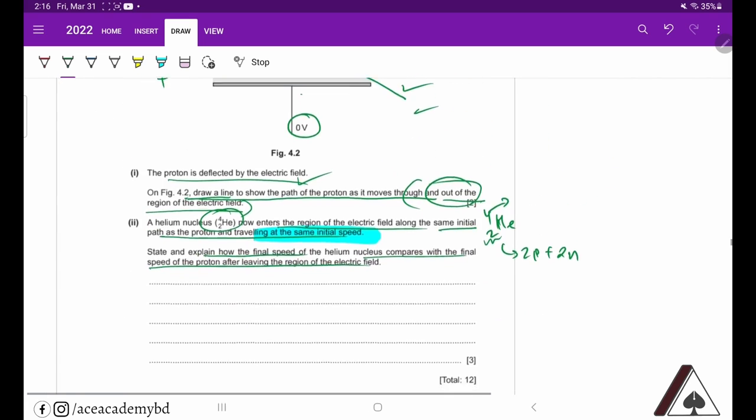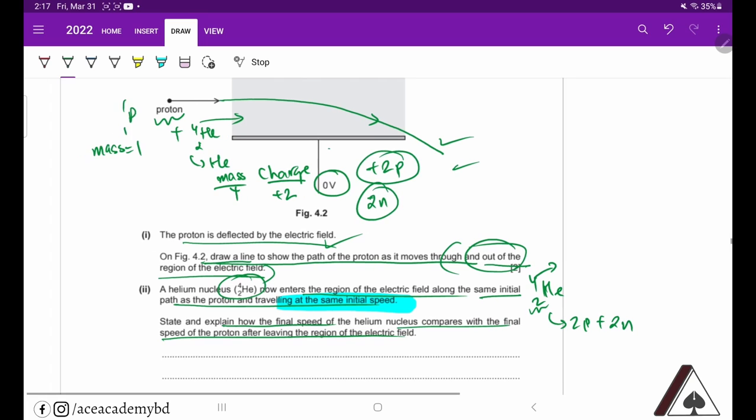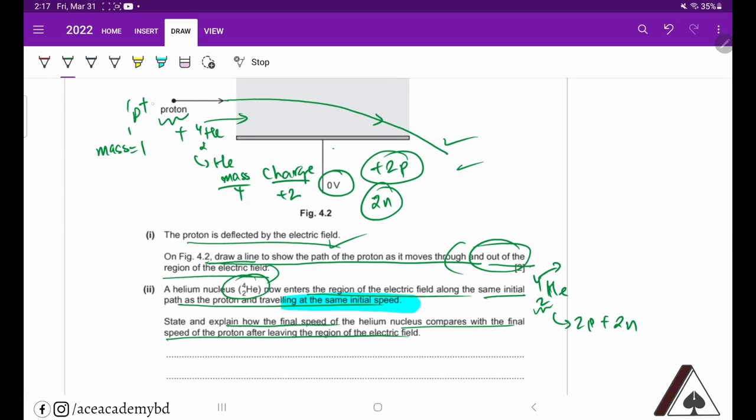Basically, they're saying we are shooting a helium nucleus, 2, 4, and a proton, which is 1, 1, because it's just a proton. So the mass for the proton is 1, and for helium the mass is 4. Let's just write it like this: mass is 4, and charge for helium will be plus 2, because it consists of 2 protons, which have plus 2 charge, and 2 neutrons, which are neutral. The charge for the proton is just plus 1, and for helium, the charge is plus 2.